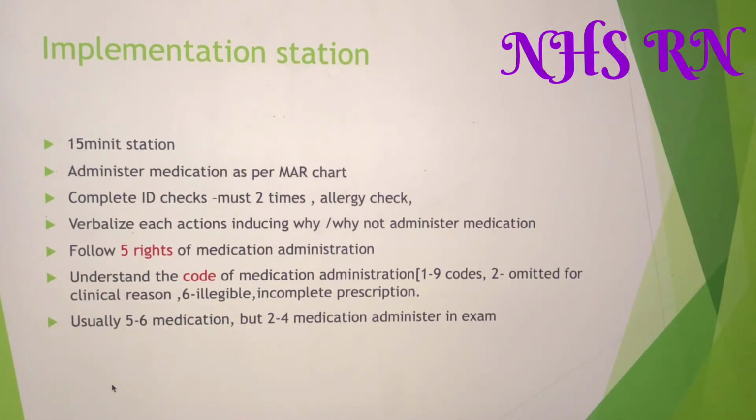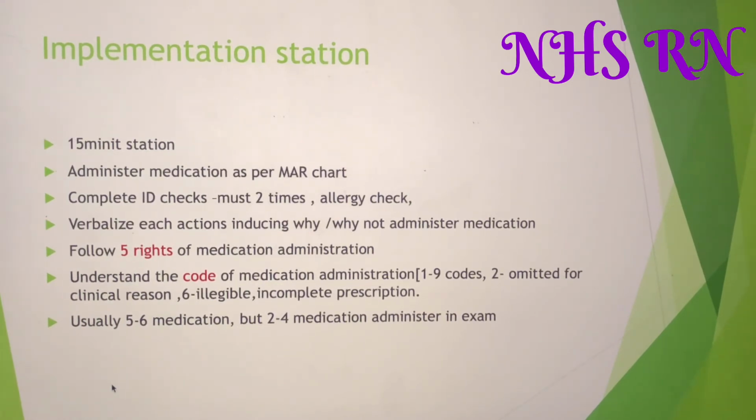So 2 is omitted for clinical reason. For example, if the patient has a hypertension medication, and the patient is having hypotension, then you will put omitted for clinical reason. Then 6 is illegible, incomplete prescription. If the doctors forget to put their signature or date, things like that, then you will put code 6. And you can also use other codes, depending upon the scenario.